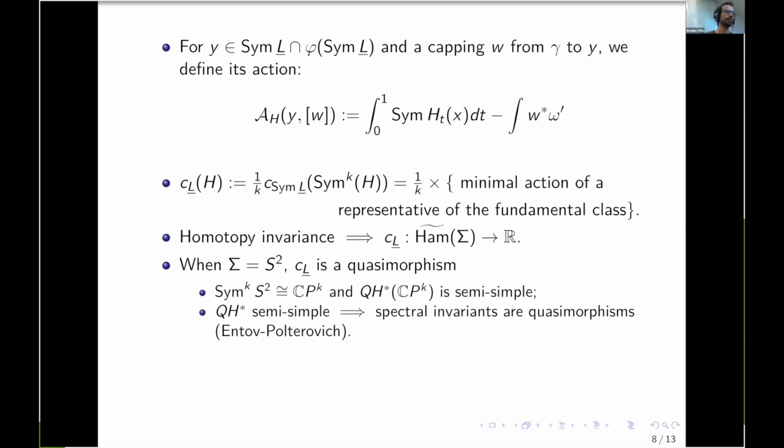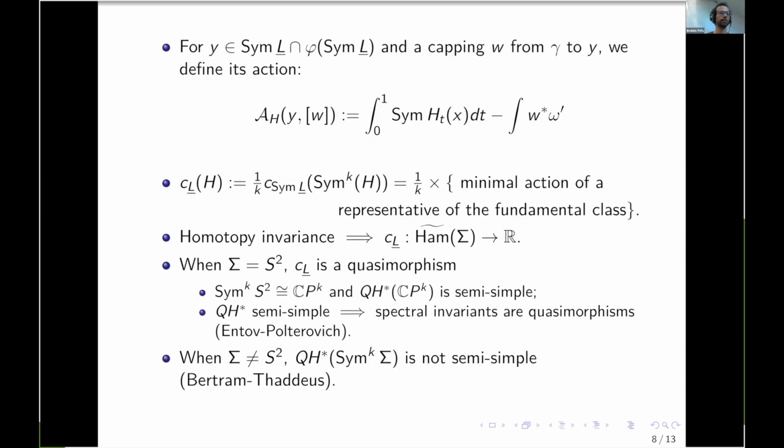And when Sigma is the two-sphere, c_L is a quasimorphism. And this is because Sym^k of S^2 with the Perutz type symplectic form is actually symplectomorphic to CP^k with the Fubini-Study form. And we know that the quantum cohomology of CP^k is semi-simple. And there is a result by Entov and Polterovich that shows that when the quantum cohomology is semi-simple, the spectral invariants will be quasimorphisms. So this is why the link spectral invariants are quasimorphisms on S^2.